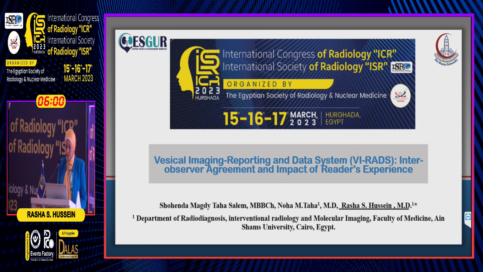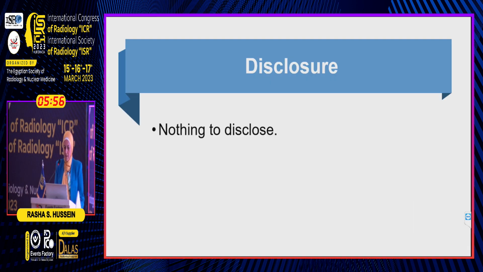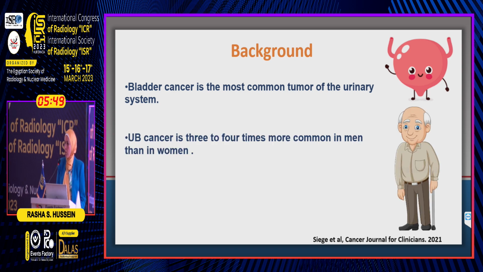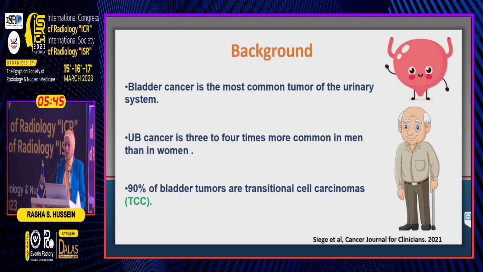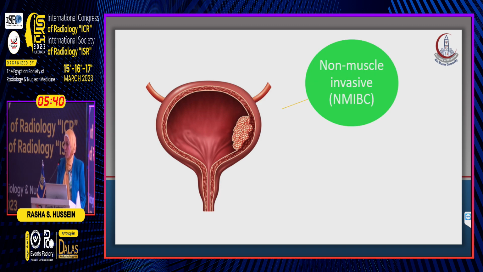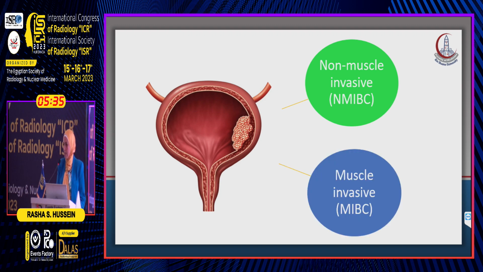Today we are going to discuss the Vesical Imaging Reporting System, the Inter-Observer Agreement and Impact of Readers' Experience. This is my disclosures. Bladder cancer is the most common tumor in the urinary system. Urinary bladder cancer is more common in males than females, and 90% of bladder tumors are TCCs. Bladder cancer is classified histopathologically into non-muscle invasive bladder cancer and muscle invasive bladder cancer, and this is a cornerstone in therapy planning for these patients.